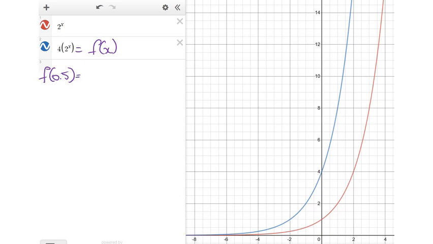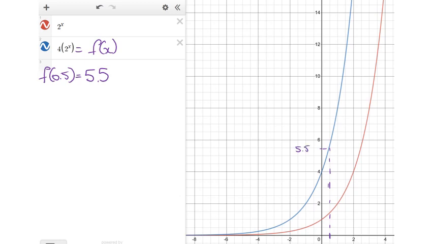for f of 0.5. So if I go to the graph and find 0.5 on my x-axis, I'm going to draw a dotted line, preferably using a ruler, up until I meet the graph, and then I'm going to move across. Okay, so I can see that that is about 5.5. So my estimate is 5.5.